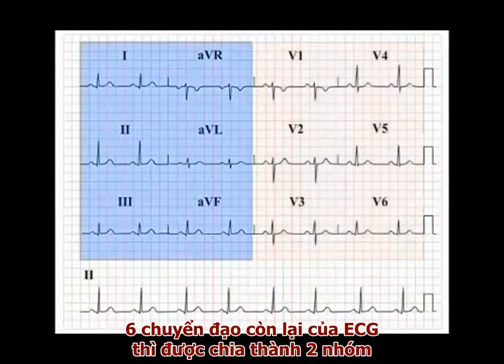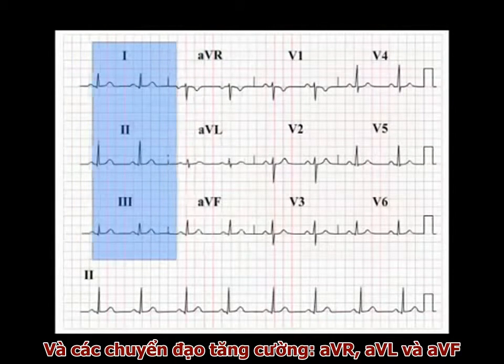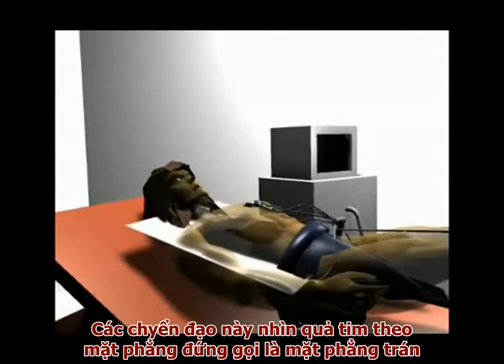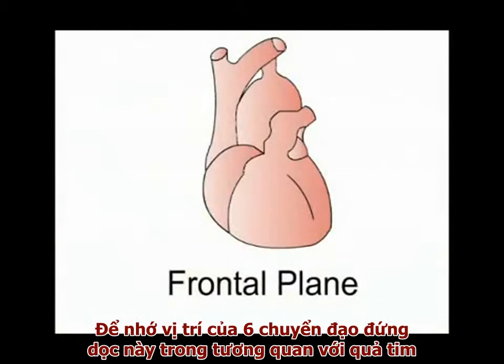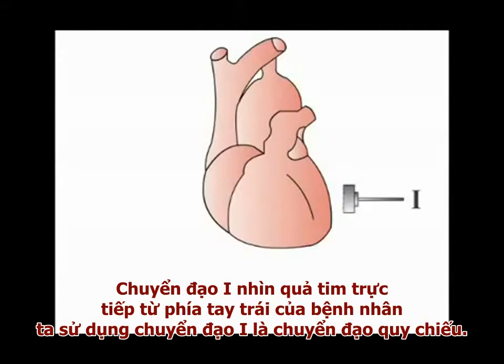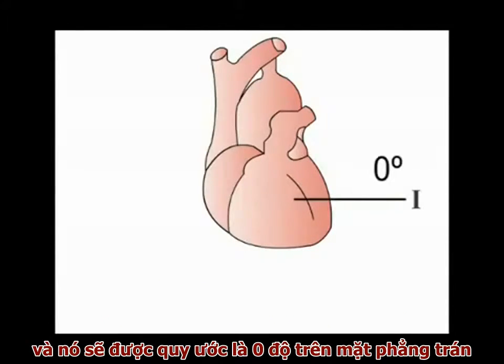The remaining 6 ECG leads we can consider in two groups: the standard leads, leads 1, 2 and 3, and the augmented leads, AVR, AVL and AVF. This vertical plane is known in anatomical terms as the frontal plane. To remember the position of all 6 of the vertical leads relative to the heart, use lead 1 as your reference point. Lead 1 looks directly at the heart from the patient's left-hand side and defines 0 degrees in all further discussions of the frontal leads.